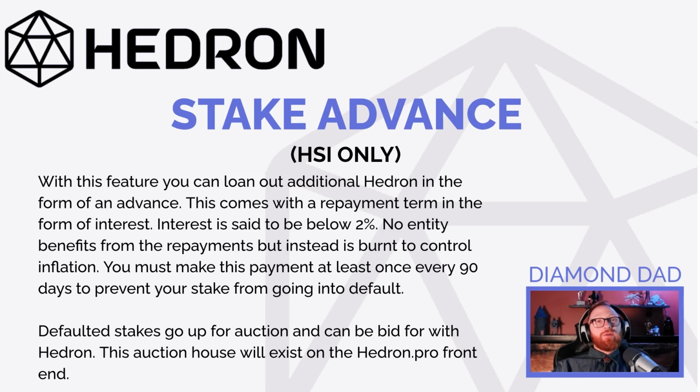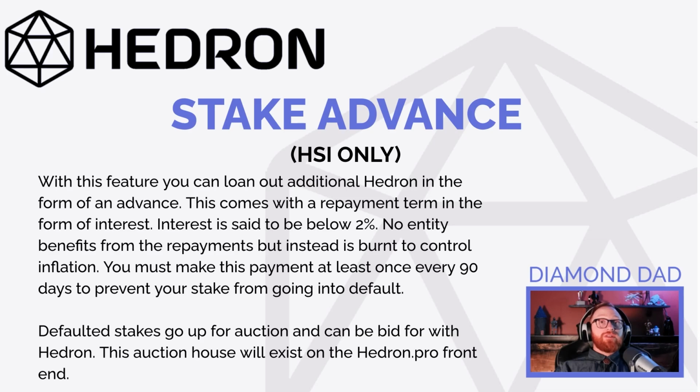But important thing, and this was one of my beefs with Hedron originally, I was like, oh, great, then these people are just going to keep making money off of loans. Actually, no entity benefits from the repayment, but instead those payments are burnt. Okay, those payments are burnt. It's one of the ways Hedron fights inflation, with the repayment terms of their advances. You must make this payment at least once every 90 days to prevent your stake from going into default. Defaulted stakes go up for auction and can be bid for with Hedron. This auction house will exist on the Hedron.pro front end.